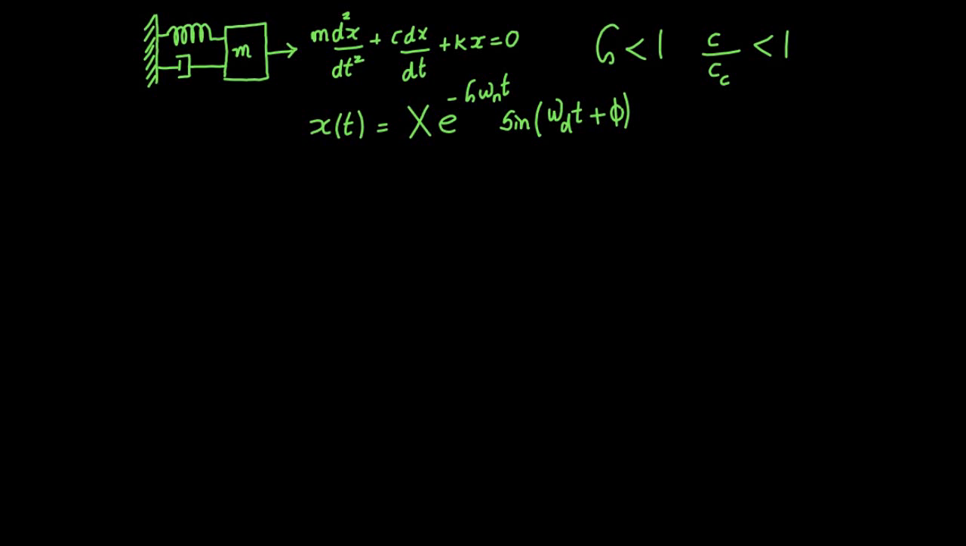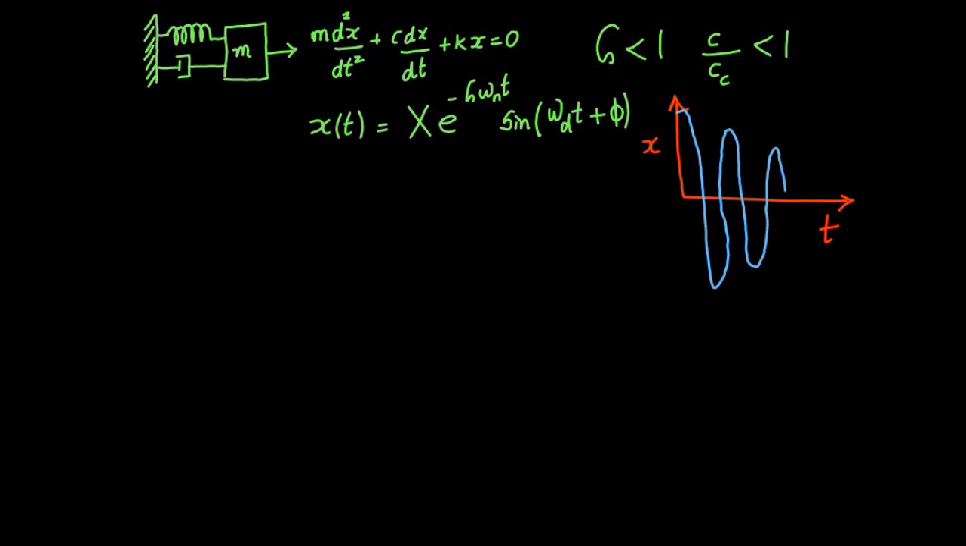Now, I'm going to draw a graph that represents the displacement of the mass at any instant of time. Of course, it's going to be an oscillatory system. If you plot the displacement along the y-axis and the time along the x-axis, then because it is an oscillatory system, you start with a higher amplitude, and as time goes by, the amplitude of vibration decays exponentially.